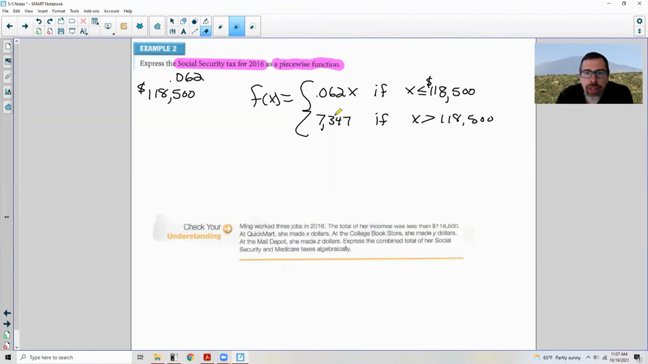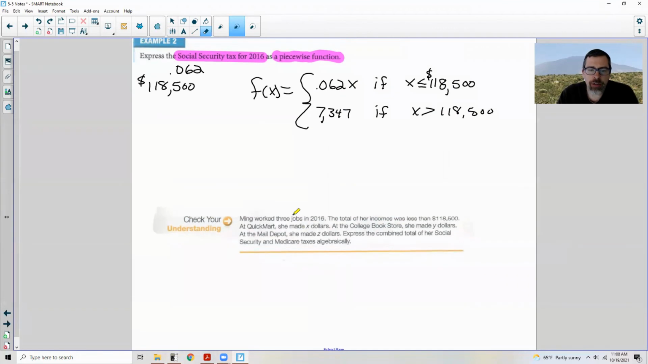If it's up to that, that's going to give us the same value, but we're still going to use this equation to get us there. And then anything over 118,500 will not change. If I make $150,000, I'm only paying $7,347 into Social Security. So there is the piecewise function for our two scenarios, less than or equal to 118,500 or greater than 118,500.